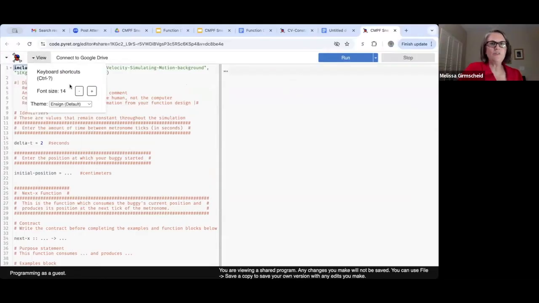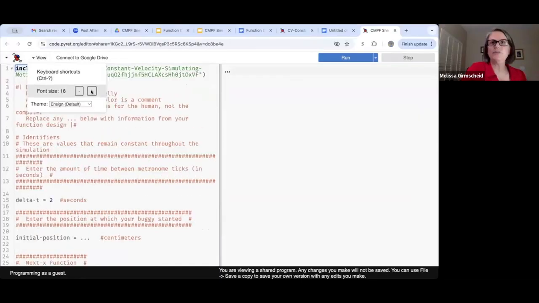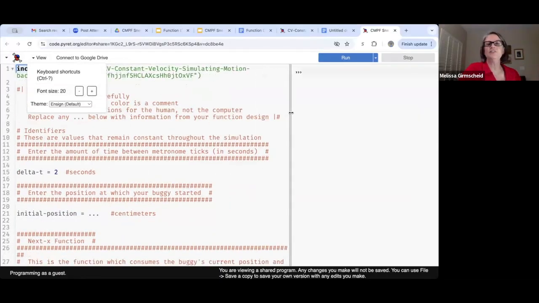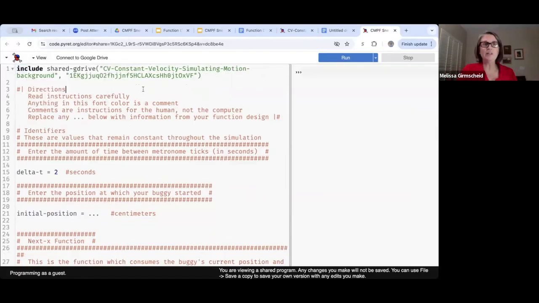One of the best things I love about computational modeling and physics first is it forces my students to read directions. They are going to spend quite a bit of time really learning how to read directions carefully. So should we give them some time to fill in some information? You are welcome to set the initial position of your buggy, whatever you would like.